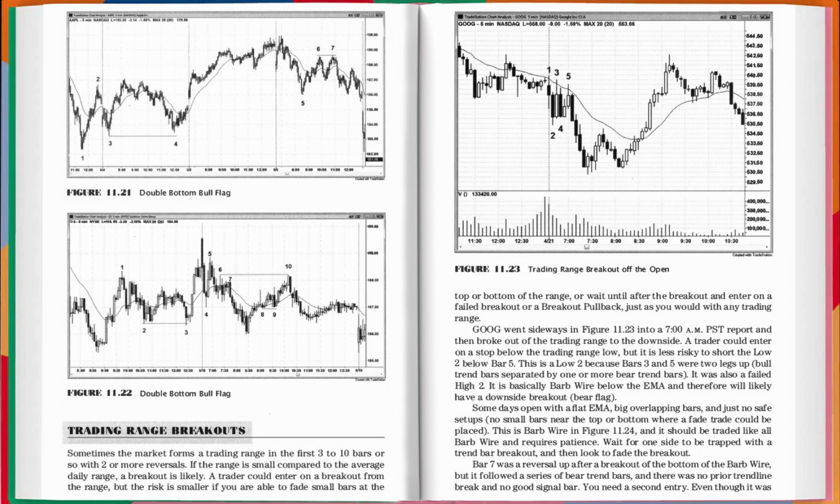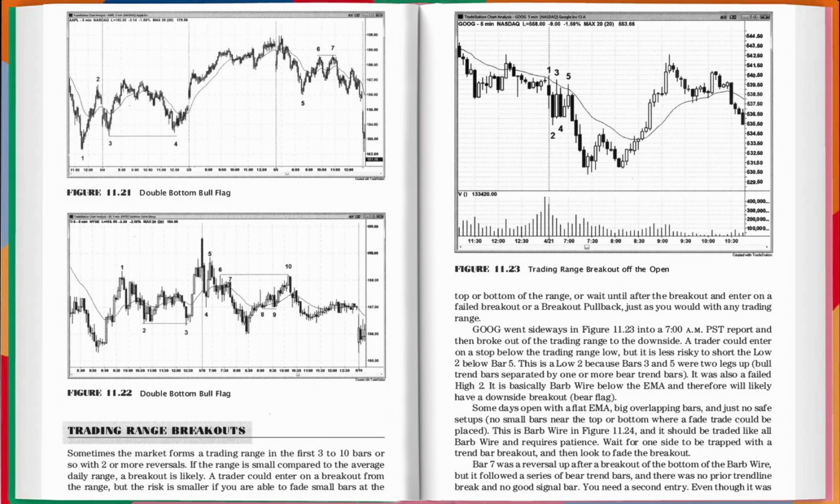Goog went sideways in figure 11.23 into a 7:00 AM PST report and then broke out of the trading range to the downside. A trader could enter on a stop below the trading range low, but it is less risky to short the low 2 below bar 5.